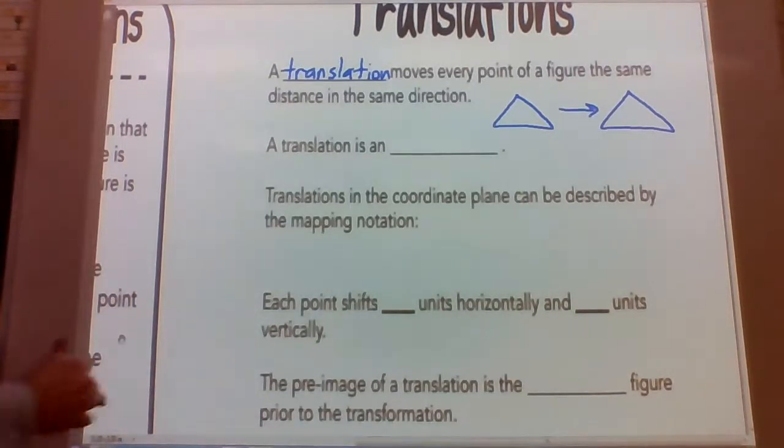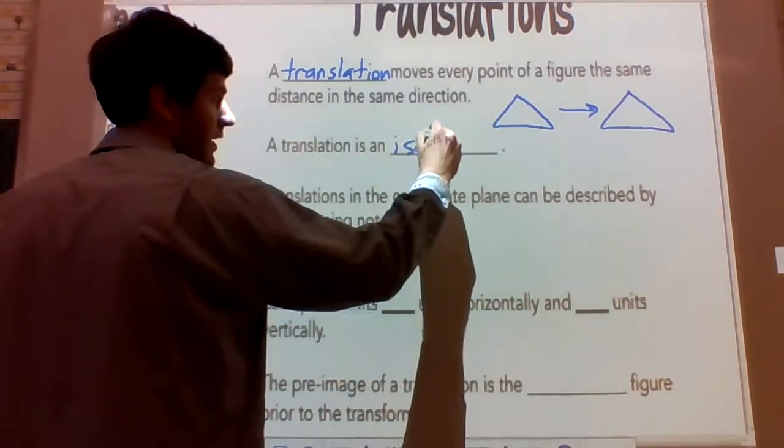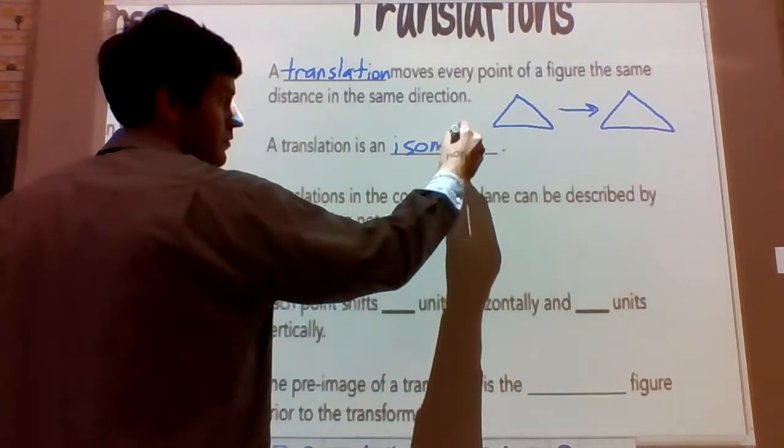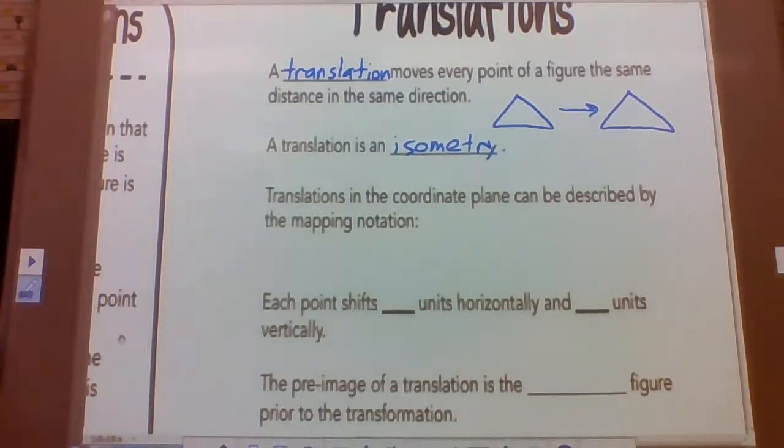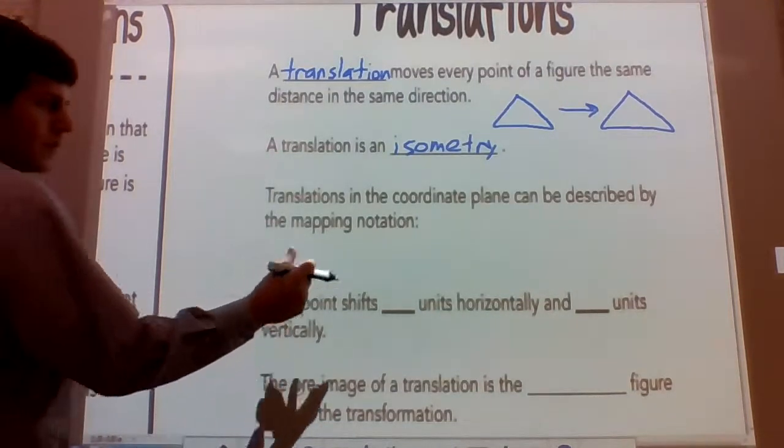A translation is an isometry, because we're not changing the size or shape. Translations in the coordinate plane can be described by mapping notation. So here's where we are getting into the notations.